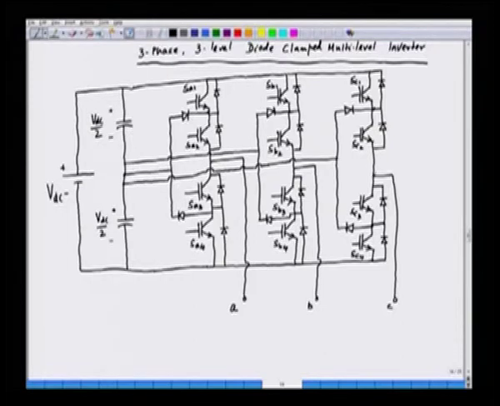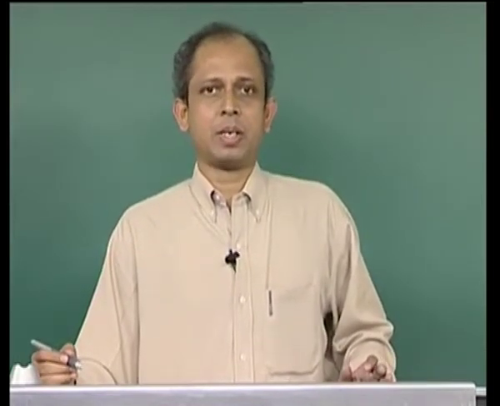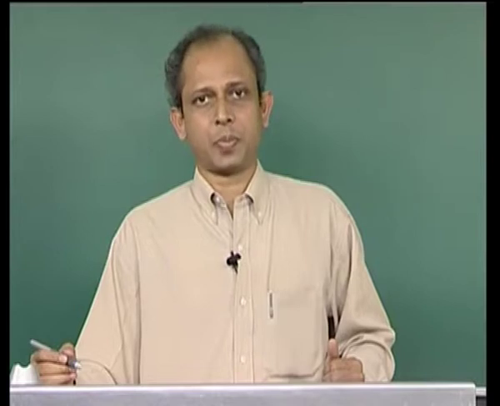So, these clamping diodes help to get the 0 level. Each phase can give us 3 independent levels: plus VDC by 2, minus VDC by 2 and 0. In fact, we have already discussed in the last lecture that in a diode clamped multi-level inverter, we have 3 different levels for 3 level inverters. It is plus VDC by 2, minus VDC by 2 and 0.